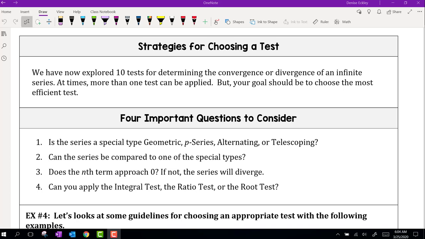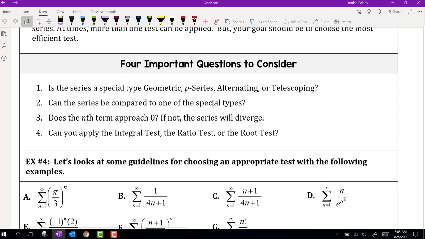So we have 10 tests to choose from, and sometimes one test might be better than another. At other times, you could use different tests. So the idea is, though, to pick the most efficient test to get to the solution as quickly as possible so you can move on. So here are some questions to consider.